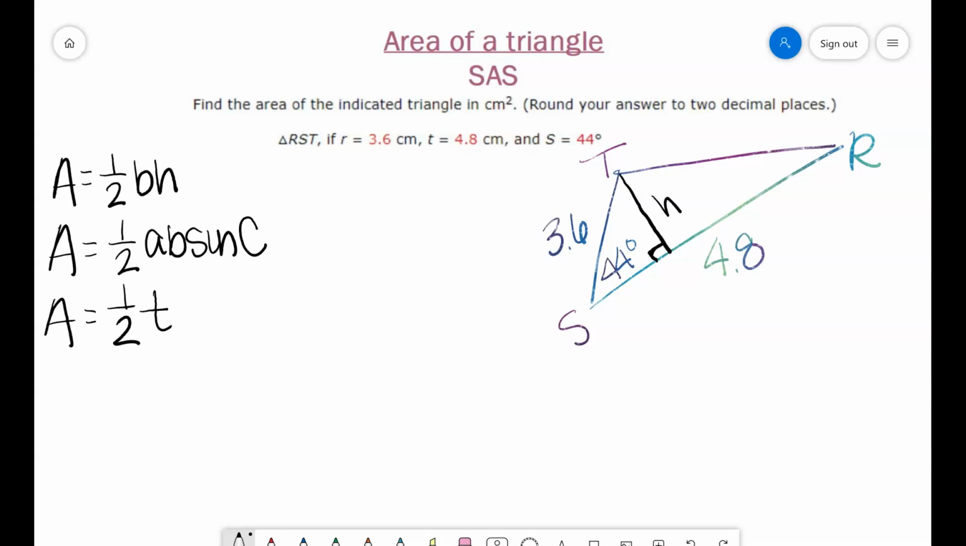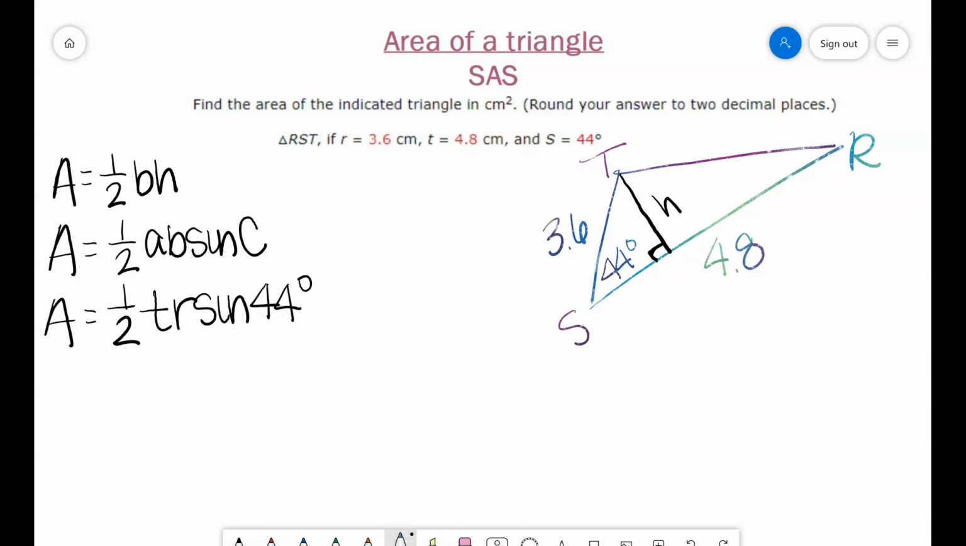And then to find the height, we would set up the equation sine is h over 3.6. To get that alone, we would take what we know, the 3.6, which is side R, times the sine of 44 degrees.